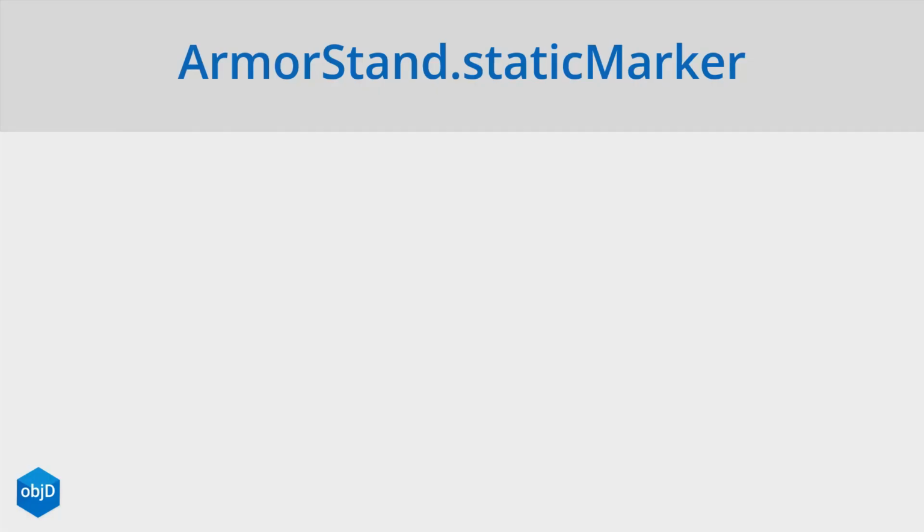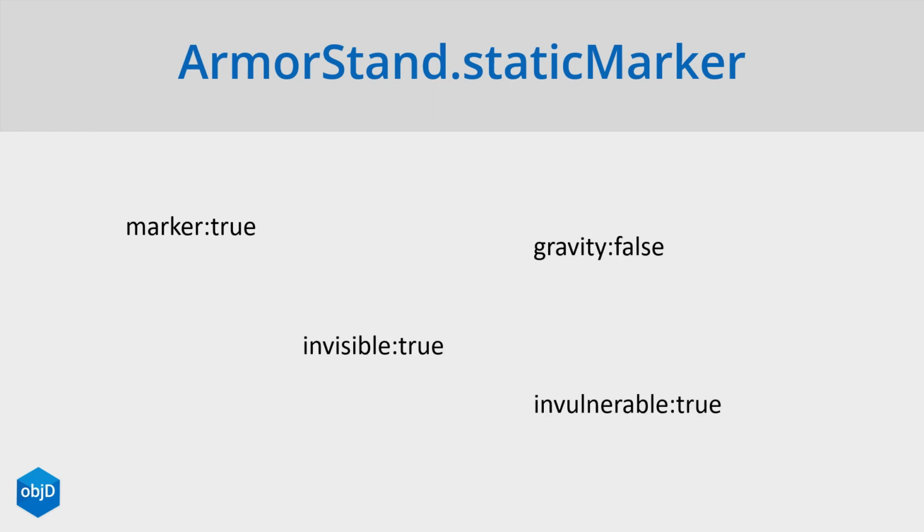And if you just want to save a position or display a static model, the static marker is pretty helpful. This constructor is the same as the other one, but has some values already set by default, like the marker, invisibility, no gravity, and invulnerable. In that way, the Armorstand is unnoticeable in the world and has a static position right from the beginning.